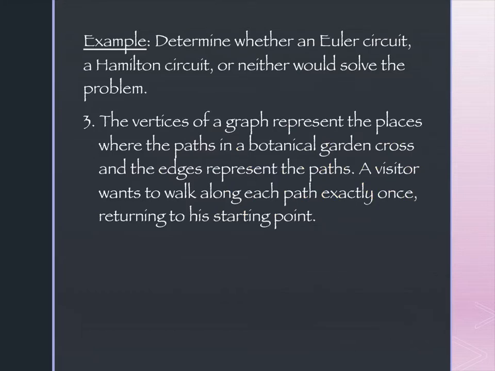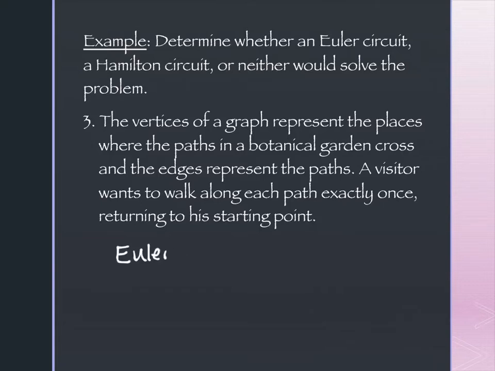Take a look at this. We're going to try and decide whether the description that we're given is describing an Euler circuit, a Hamilton circuit, or neither. So it has to tell us what the vertices are and what the edges represent. The vertices are going to represent places in a botanical garden where the paths cross. So the paths themselves are going to be the edges. The places are going to represent the vertices where they cross. And a visitor wants to walk along each path exactly once, returning to his starting point. What is it describing? It's describing an Euler circuit.